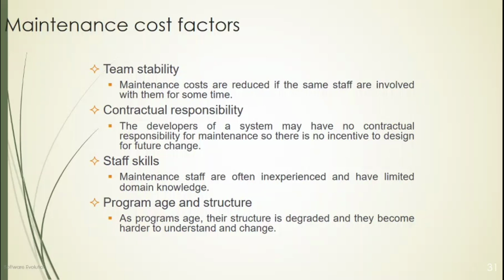The second one is poor development practice or contractual responsibility. The developer of a system has no contractual responsibility for maintenance, so there is no incentive to design for future changes, and you can call it poor development practice. Also, the contract to maintain the system is usually separate from the system development contract. So the maintenance contract may be given to a different company rather than the original system developers.